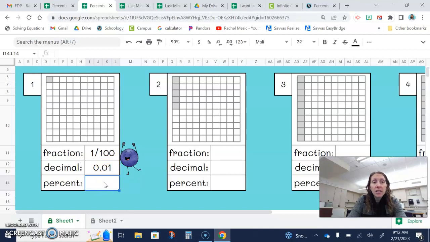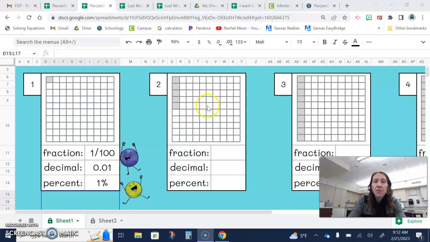All right, percents are always out of 100. So this is 1 out of those 100 pieces, which would be 1%. You could also get that if you looked at the decimal and moved the decimal 2 to the right. 1, 2. Now that decimal is after the 1, and that is where you would put your percent sign. So 1%.